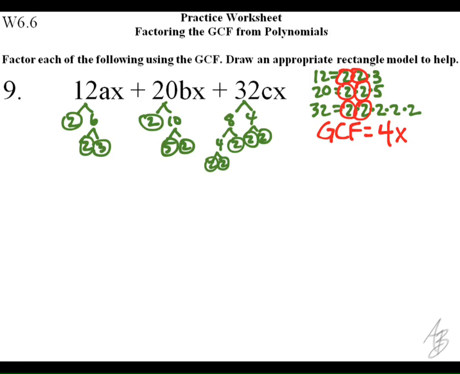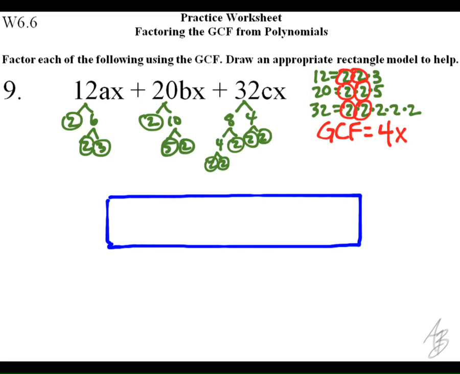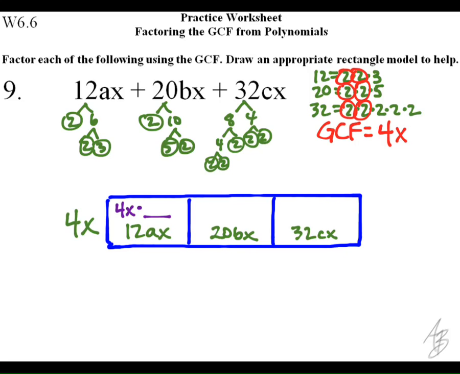So now let's draw our picture. When we make our rectangle here, how many rectangles do we need? 3. Why 3? Yeah, there's 3 terms, right? So this time we need 3 rectangles. And our GCF is going to go out front. That's going to be our 4x. What's the area of the first rectangle going to be? 12ax. How about the second one? 20bx. And how about the last one? 32cx. All right, and in each one we're going to take our GCF 4x times something to get the area.